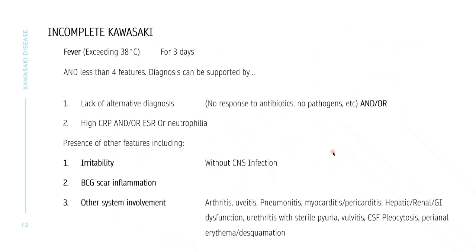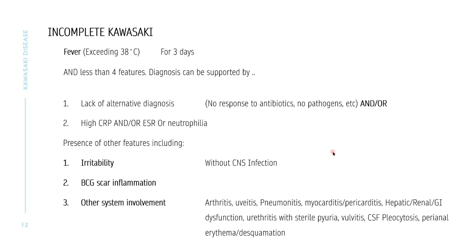Then you have the biggest challenge, which is the incomplete picture of it. And this is actually the more common presentation of Kawasaki. It's less likely to present in the full picture. So you've got the fever, which is the hallmark, the cardinal mark of Kawasaki. It's going to be a high fever as well, but it doesn't have to be for 5 days, probably 2, 3, 4 days. Actually, the American Heart Association guidelines recommend starting treatment by day 3 or 4 if you have a suspicion for Kawasaki.